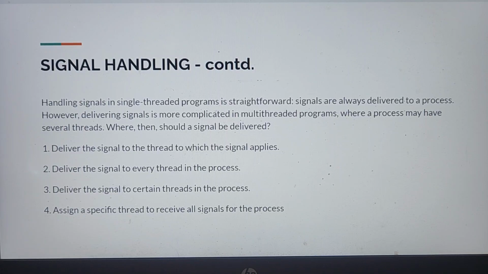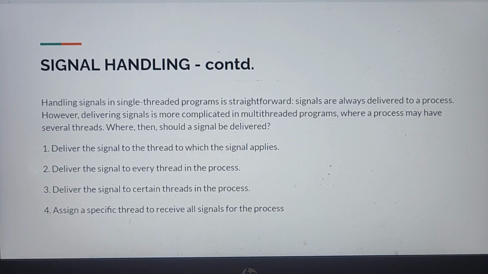But when there are multiple threads in the same process, where should the signal be delivered? Do you find out which thread this signal is applicable for and then deliver it only to that thread, which might be time consuming and costly? Do you deliver it to all the threads, which might be unnecessary, or sometimes unsafe also? Some threads ideally should not be allowed access to some information. In that case it could be dangerous to deliver the signal to all the threads.